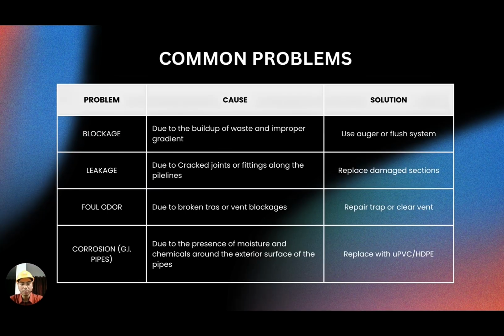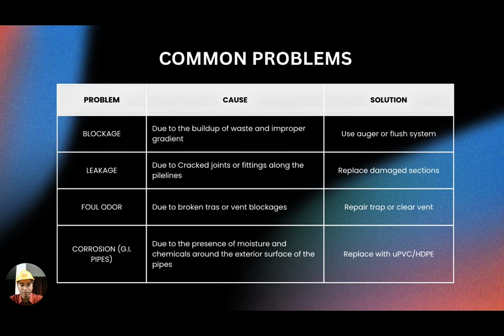Moving on to the common problems. Soil pipes often suffer from blockage due to the buildup of waste and improper gradient. The solution is usage of auger or flush system. Next, leakage. Leakage is also one of the problems that is often suffered by soil pipes due to the cracked joints or fittings along the pipelines. The solution will be to replace damaged sections along the pipelines.